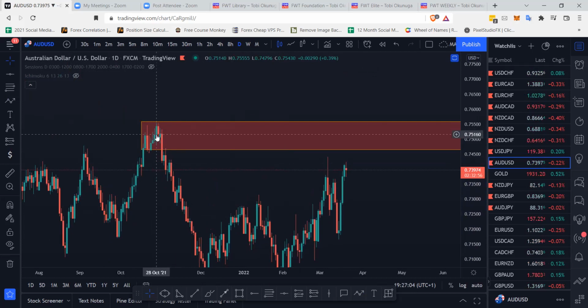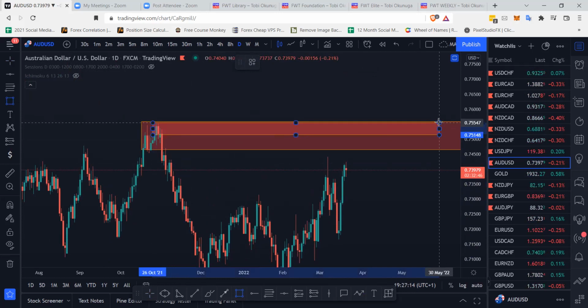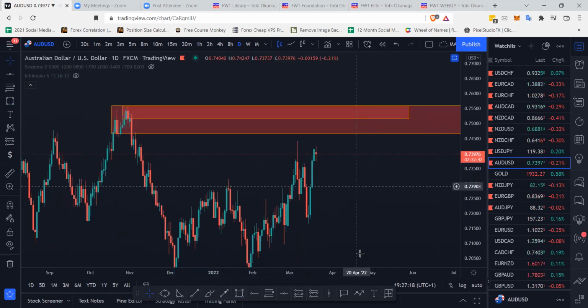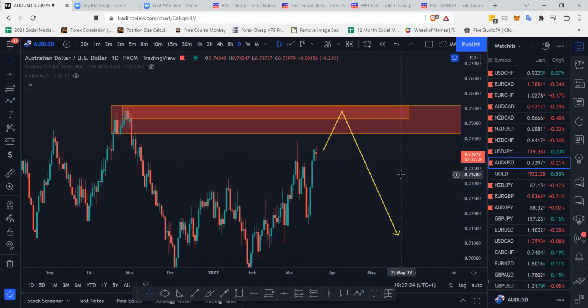You can see rally, base drop, base drop. So this one's the up move, rally, base drop. So you want price to enter the zone. If you're looking at it from the daily. So when price comes into the zone, look for entry on 30 minutes.